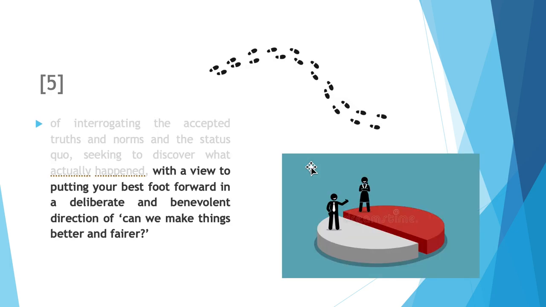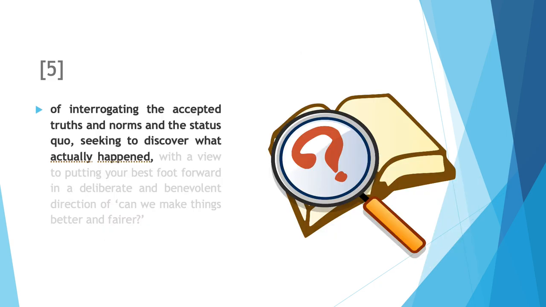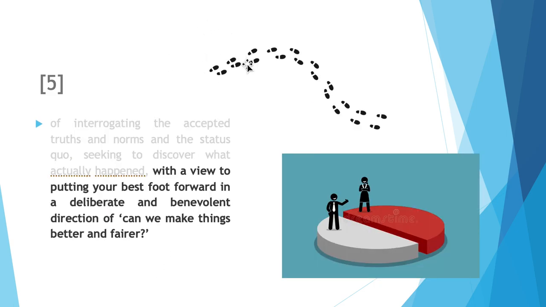And then we have a view, putting your best foot forward. So maybe from that last part, just having some footprints and transitionally leading into a new scene. Probably having them animate one at a time, back and forth, but not too slow. A deliberate and benevolent direction of, can we make things better and fair?